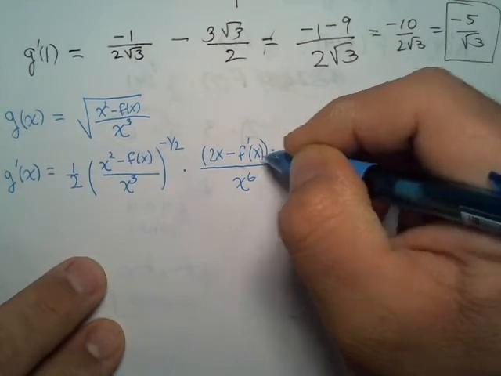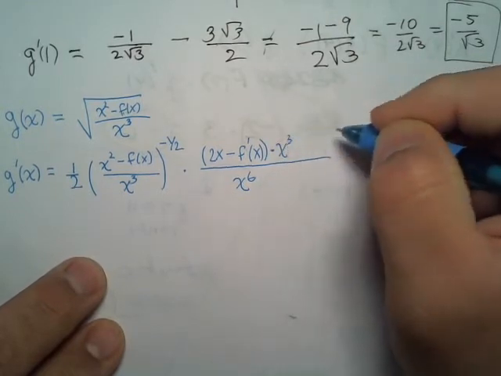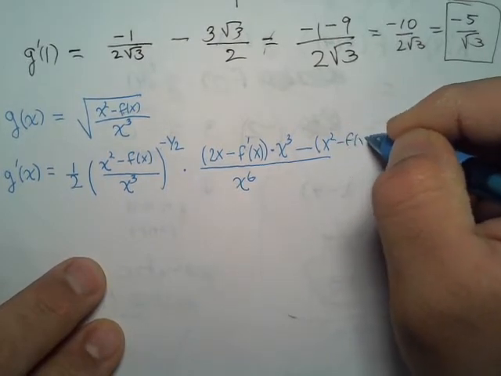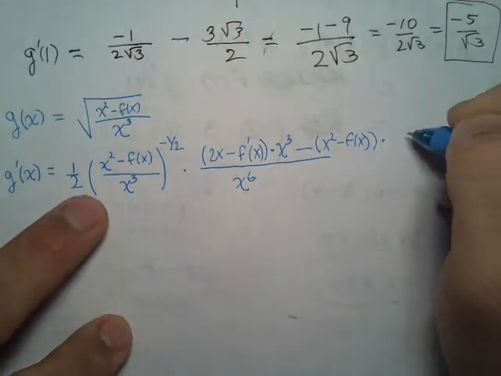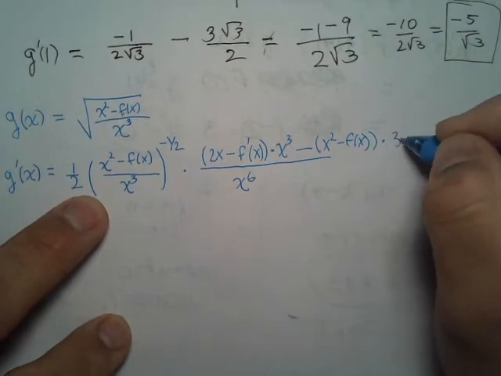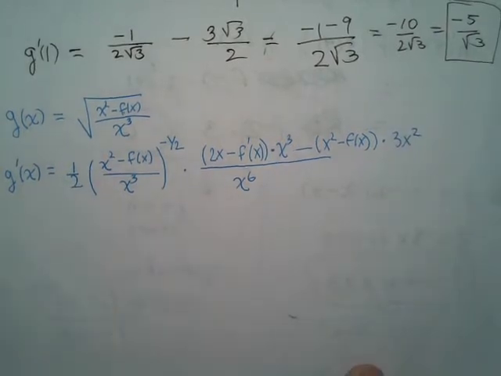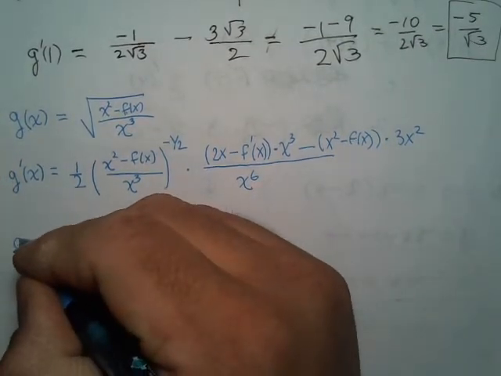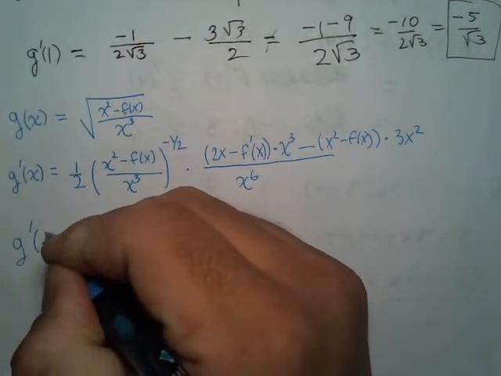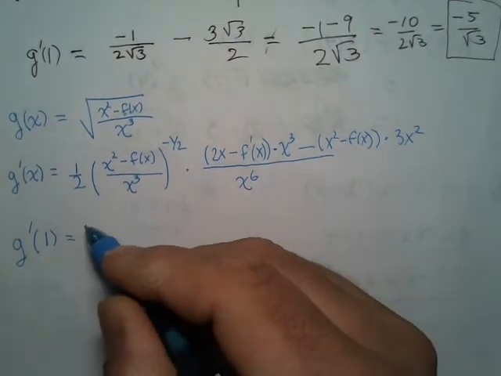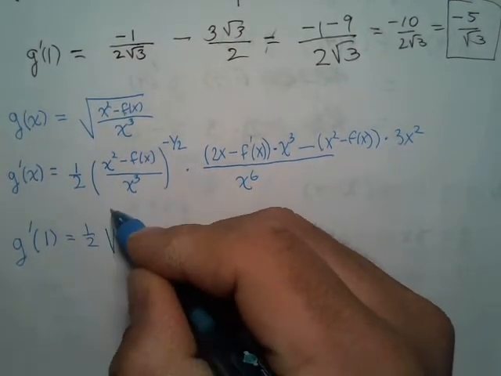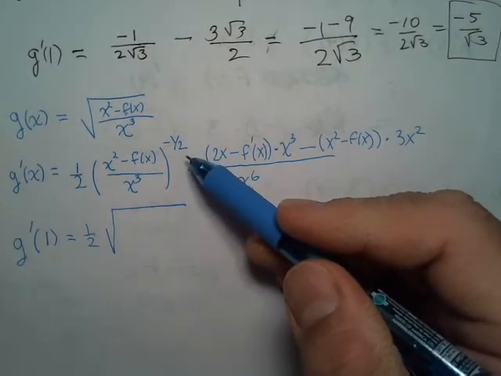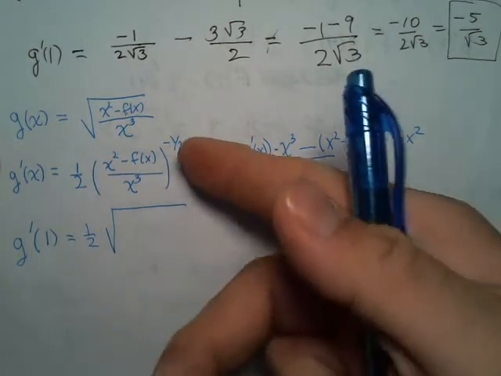Leave the denominator alone. And then we move on, leave the numerator alone, times the derivative of the denominator, which is 3x squared. Okay, and now we can go ahead and plug in 1. Right, one thing I am going to do here is write this as a root, and because 1/2 is a square root, to take care of the negative, we take the reciprocal.